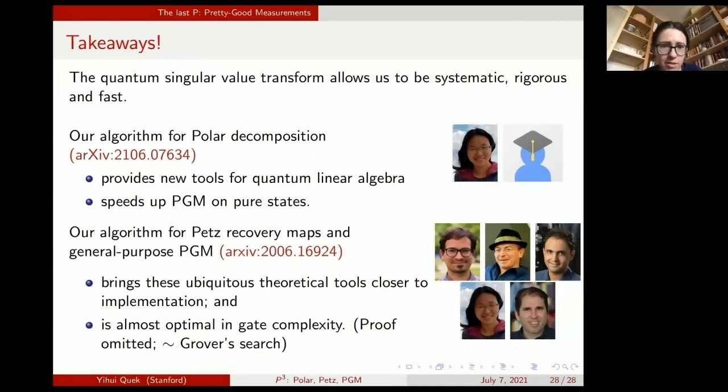Yeah, so maybe I can start. A lot of the techniques based on singular value transform are also pretty efficient in terms of the number of gates one would need to implement. Do you see any of the algorithms that you presented as potential applications for the early fault-tolerant computers, or do you think we would need millions and billions of qubits to implement them?